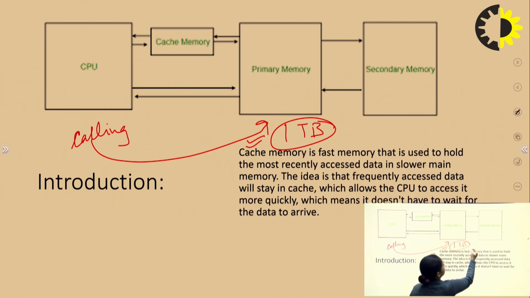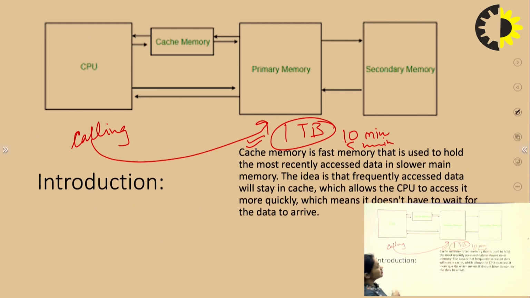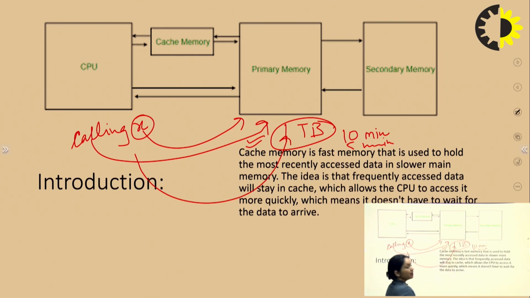Suppose it will take 10 minutes, or 5 minutes, whatever you want to consider, it will take time. Suppose the CPU is calling data X, it goes to the main memory and fetches that data, which takes time. After completing this operation, it requires the same data X again. So it will again go to the main memory and the same amount of time will be taken to fetch the value of X, and then it will execute.